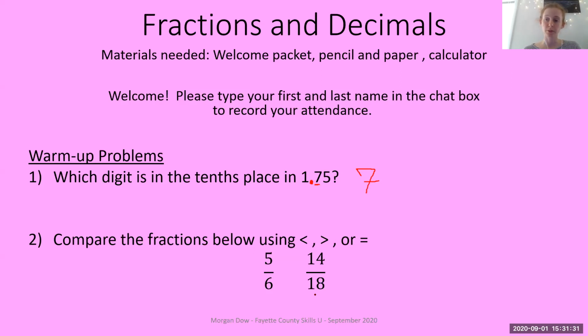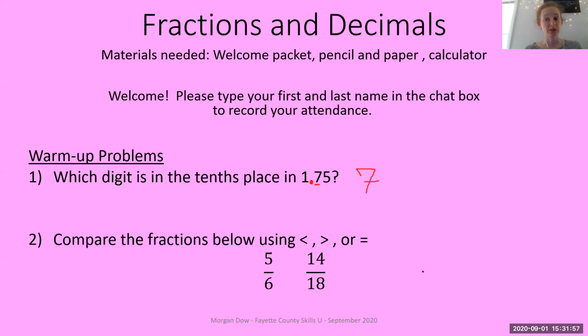Fractions are a comparison of a part to a whole. So we want to find a common denominator. We have a denominator of 6 and we have a denominator of 18. What is the least common denominator for 6 and 18? What is the smallest denominator that they will have in common? Well, to determine that, we think about the least common multiple of 6 and 18.